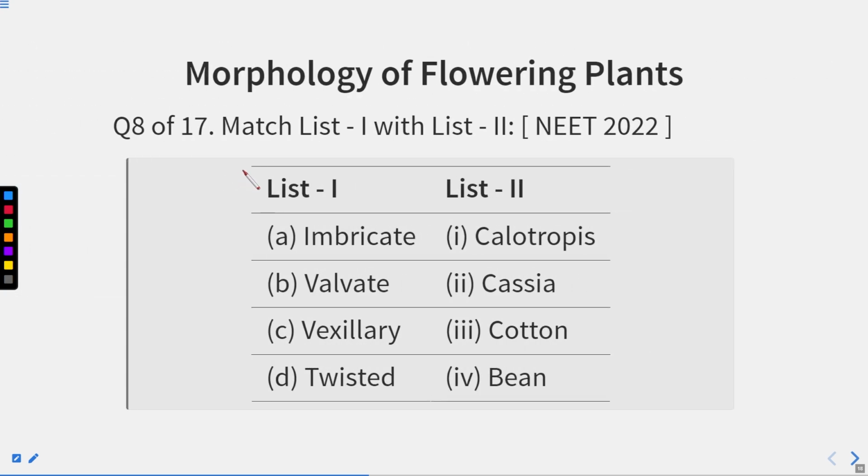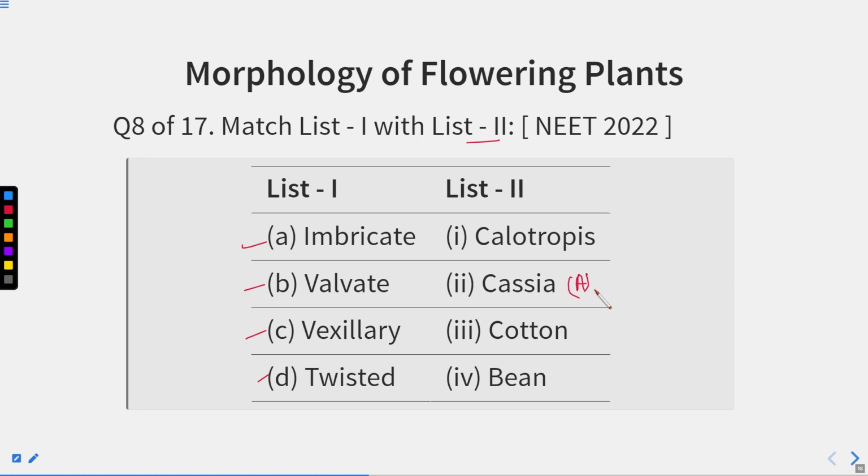The next question is match list 1 with list 2. Here a list is given to you: imbricate, valvate, vexillary and twisted. This we have already studied. They are talking about the aestivation. The options in list 2 are Calotropis, cassia, cotton and bean. So what should be the answer here? Imbricate aestivation is seen in cassia.